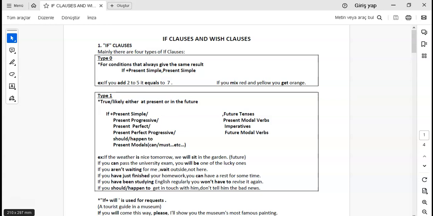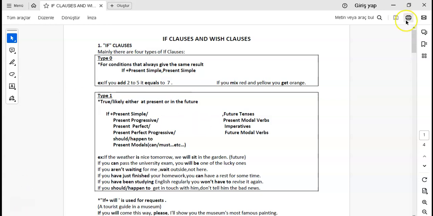Let's start with type 0. And so type 0 is mainly used for the universal truth, and so for conditions that always give the same result. For example, if you add 2 to 5, it equals 7, and it doesn't change under any circumstances. Or if you mix red and yellow, you get orange. It doesn't depend upon the situation. It always gives the same result. And so for that reason, we use if plus present simple and present simple in the main clause. That means we use present simple in both the if clause and the main clause.